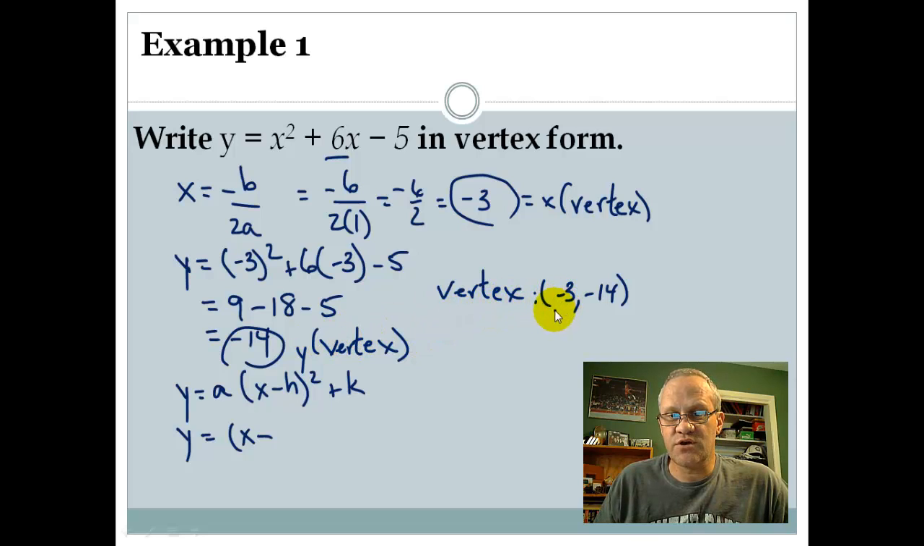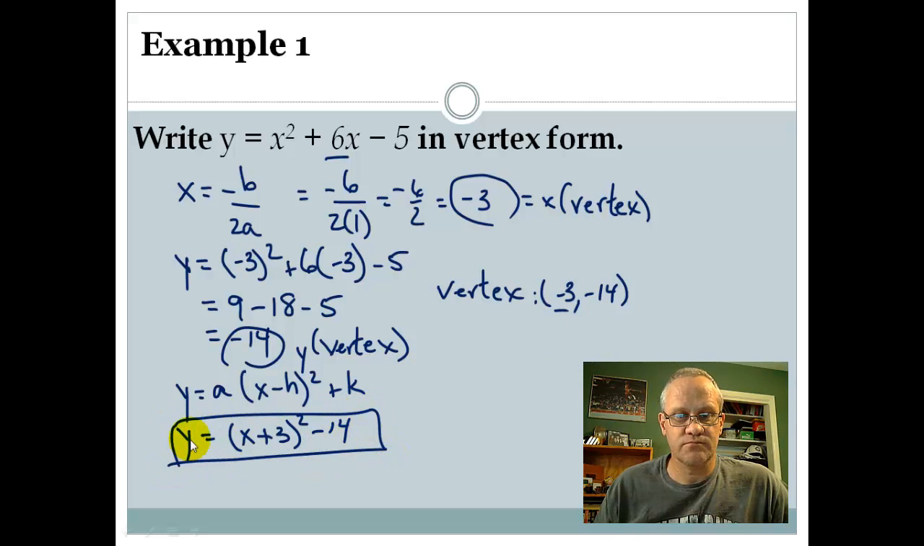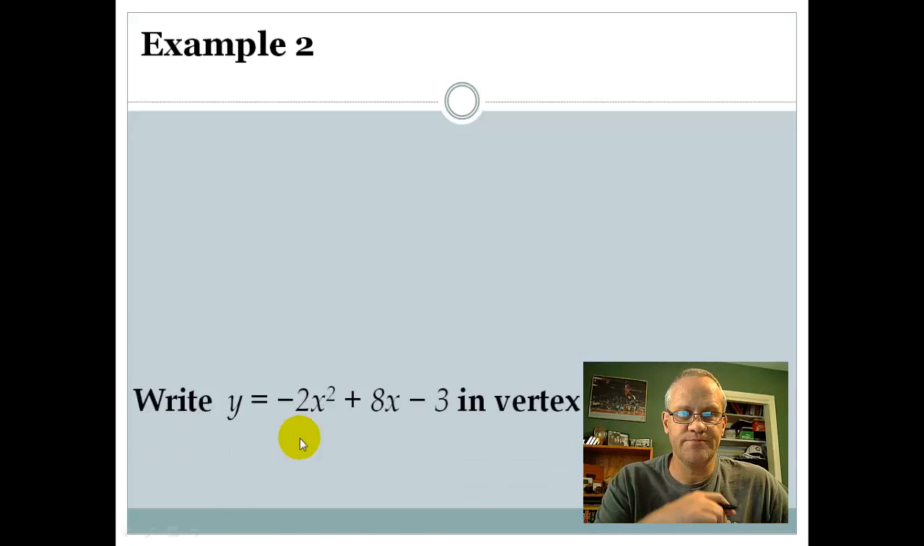Minus a -3. So remember, minus a negative makes it plus 3 squared, and then plus k, which is plus a -14, so we could just say minus 14. So that would be vertex form for that equation. So basically all we're doing is using this little formula to find the x, plugging it back in to find the y, and then we just plug all those things into the vertex form. Okay, let's take a look at another one.